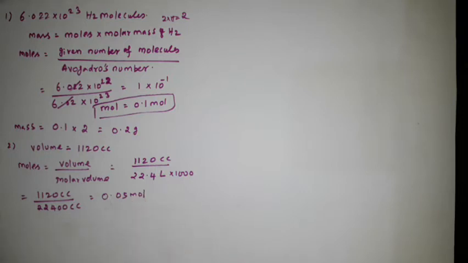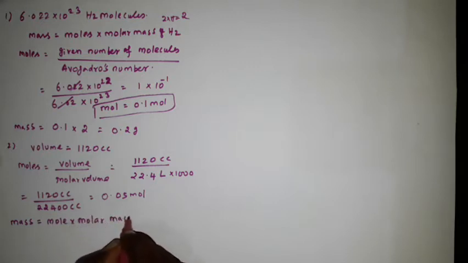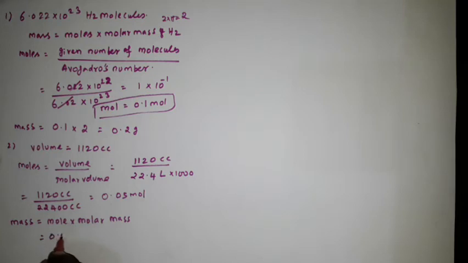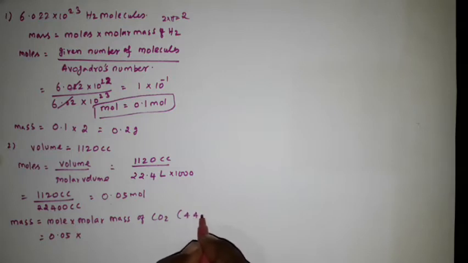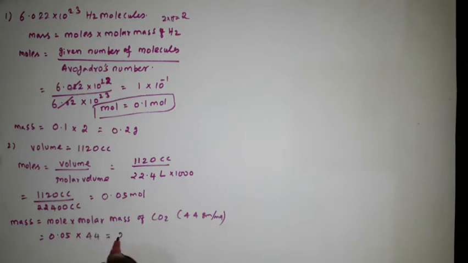Now what is that number of moles we got? Now you have to find out mass. Mass equal to mole into molar mass. Mole is 0.05. That molar mass of CO2 is 44 gram per mole. Okay, so into 44 we will get 2.2 gram.